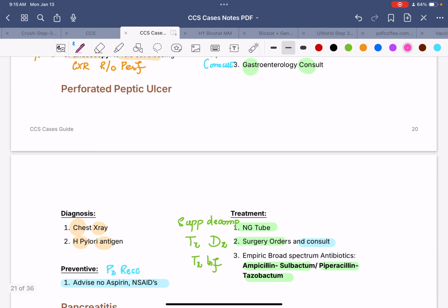So this is the same ulcer, but now since it has perforated, it's an emergency. So quickly you have to get the chest X-ray to look for air under the diaphragm. And again, this will just confirm the diagnosis.